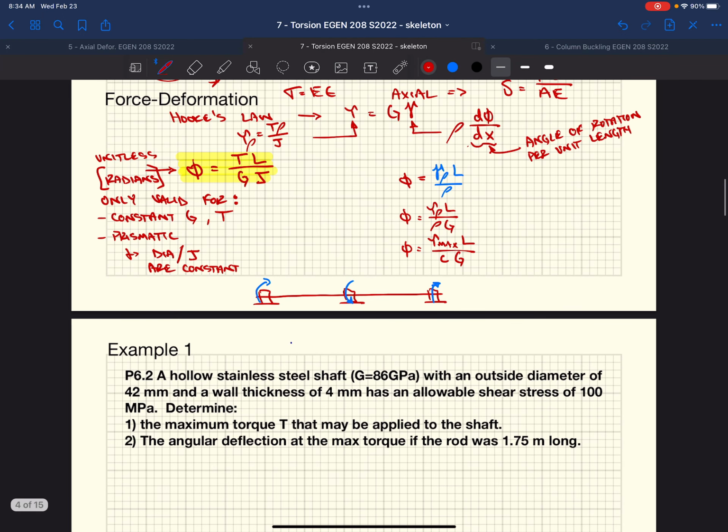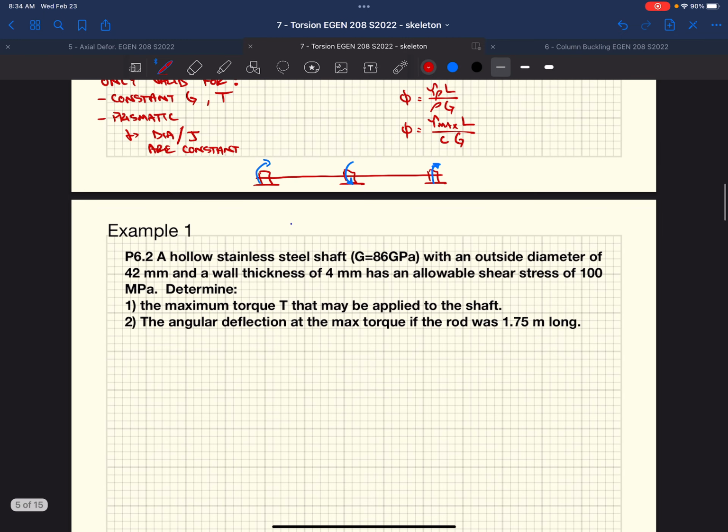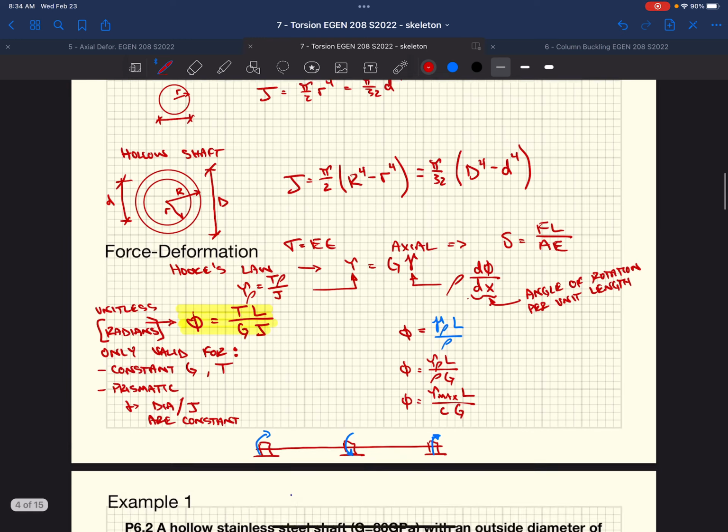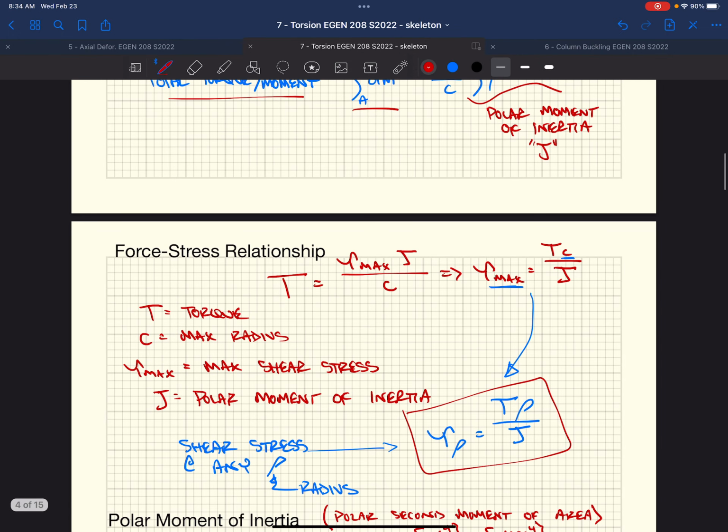Well, let's do an example. In this case, we have a stainless steel pipe, a hollow stainless steel shaft. The shear modulus of stainless steel is 86 gigapascals, or 86,000 megapascals. They gave us the outside diameter of 42 millimeters, the wall thickness is 4 millimeters, and they tell us the allowable shear stress in the shaft is 100 megapascals. So we already have a number of things. If we go back to our big equations.